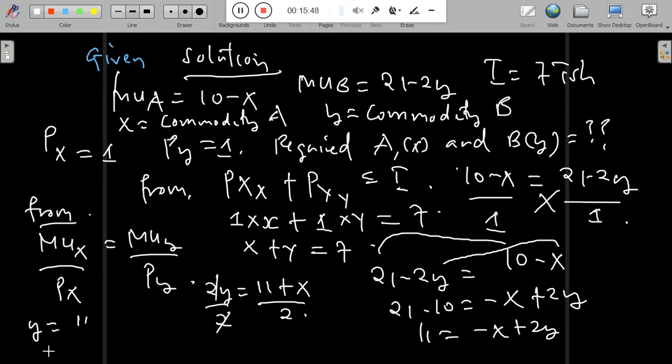And x divided by 2 is 0.5, that is a half x. So this will give us y is equal to 5.5 plus 1 over 2x. Since we have the y equation like this, we use it to plug into our budget constraint, that is x plus y is equal to 7.